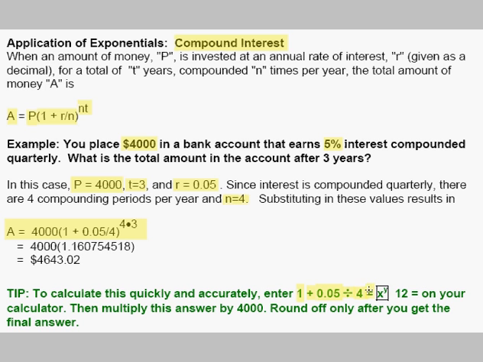Now it's going to take that quantity and store it, and you can then raise it to that 4 times 3 power, and we either use the x to the y key, or you might have a different key for an exponent, like a hat key. You put in the exponent key and then 12 equals. That calculates everything except the 4,000. Then multiply by 4,000 and hit equals, and you get your answer. And if you wait until you get your final answer to round, you get $4,643.02.